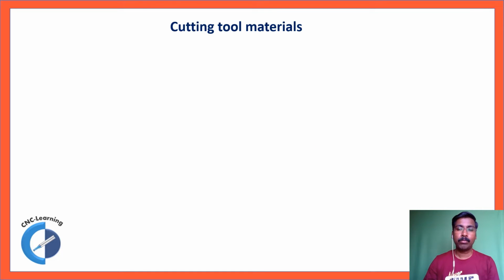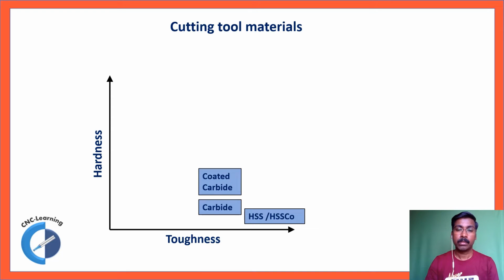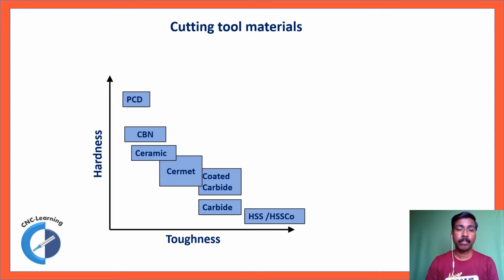We'll start with the cutting tool materials. If we draw a graph with toughness on the x-axis and hardness on the y-axis, then the cutting tool materials will be placed like this. First come HSS and HSS Cobalt, then Carbide, then coated Carbide, then Cermet, then Ceramic, then CBN. CBN is nothing but cubic boron nitride, then PCD and CVD. These are diamond tools.